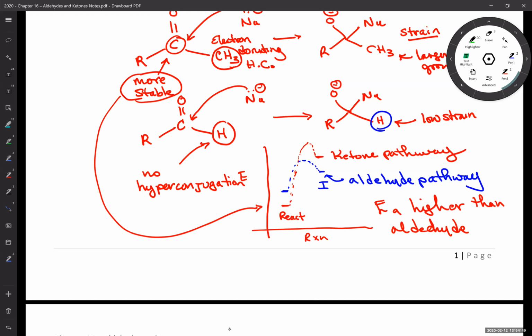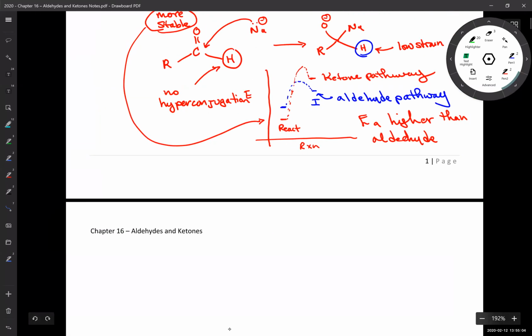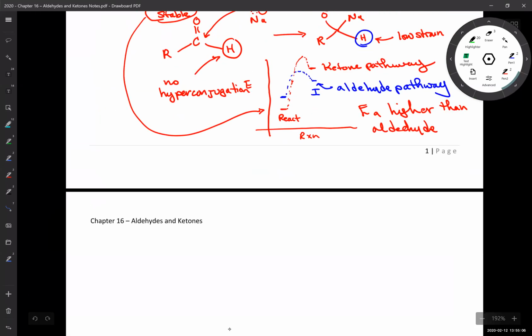So in terms of reactivity, aldehydes are way more reactive than ketones because of those things. And their reactivity, in the big scheme of things, I'll just do it on the next page. The reactivity in the big scheme of things looks like this.